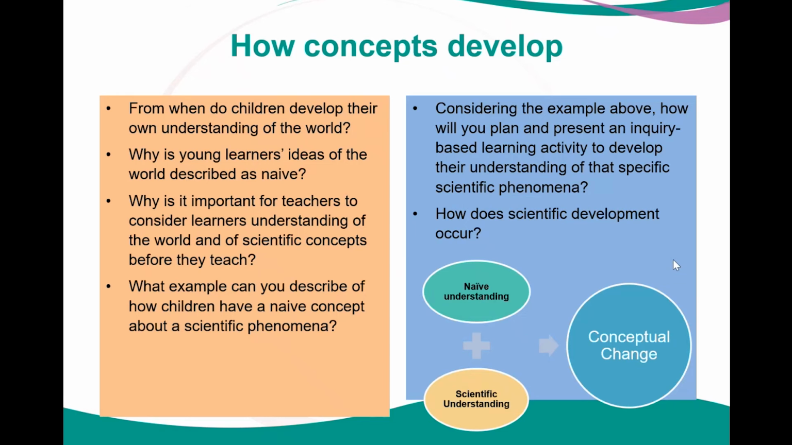So when it comes to the naive understanding and exploring the scientific understanding, that's where conceptual change develops. So remember, from birth, we develop a certain understanding of the world around us. How the world works is basically our own scientific understanding of the world. And if you look at theorists like Piaget, who explain how concept development happens in stages, he called them the sensorimotor, the preoperational, the concrete operational, and the formal operational stages.